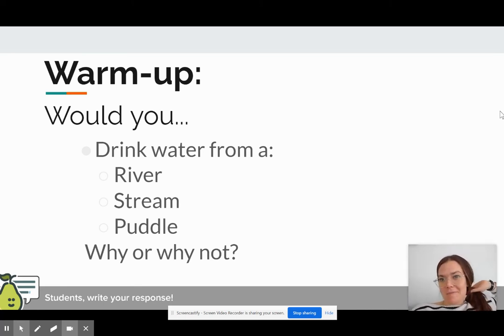Those are safe to drink from when the water is treated, which is going to be our focus next week. But the idea is that most of us would not just drink raw river water, but we do drink river water when it gets treated and then comes through our faucet.